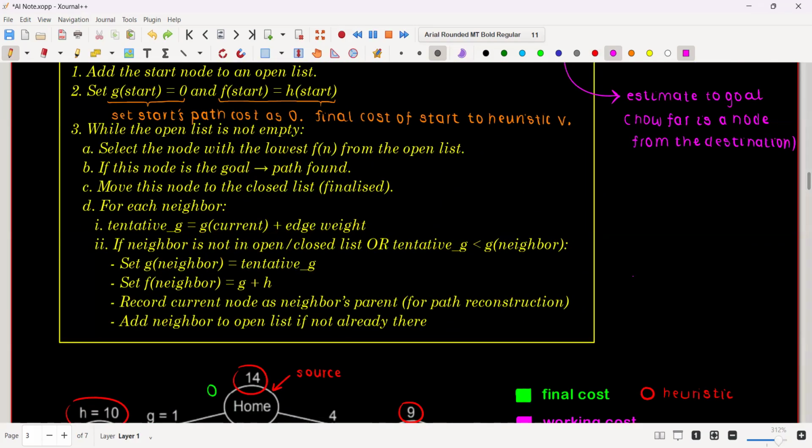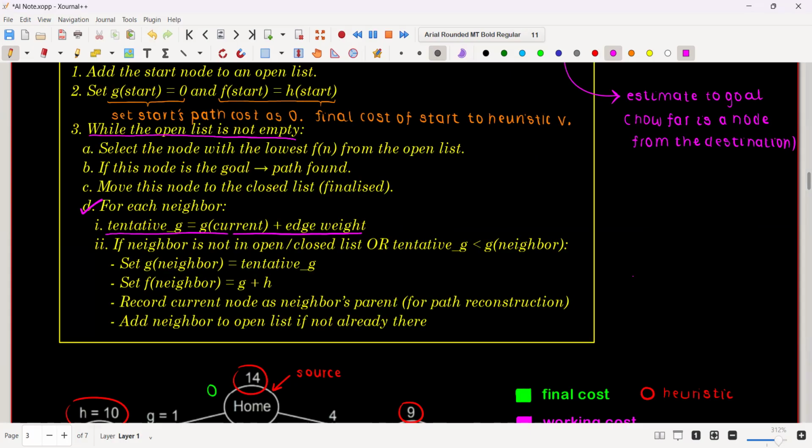I will be going through these steps A, B, C, D, but keep in mind, while the open list is not empty, what does this mean? This is another way of saying, while there are still nodes yet to discover, for each neighbor, I'm going to skip through these steps because they become relevant only later. We calculate the tentative G value, which is the G value from Dijkstra, where we add the current G value plus the weight of the edge.